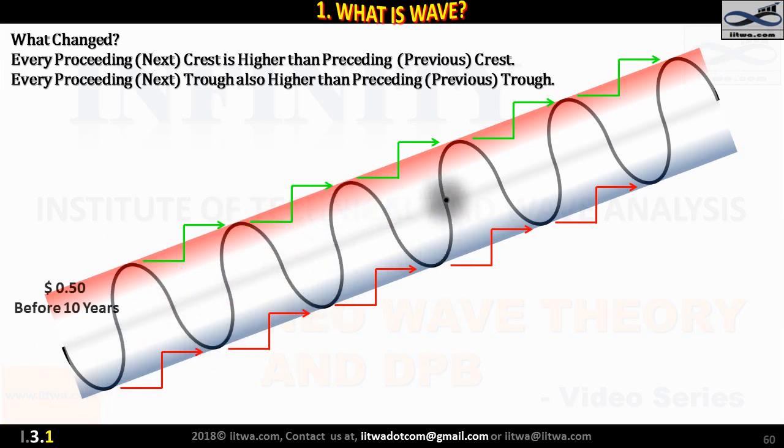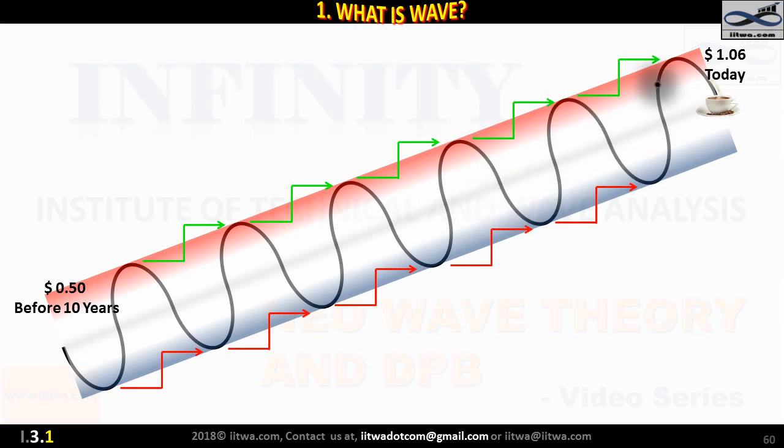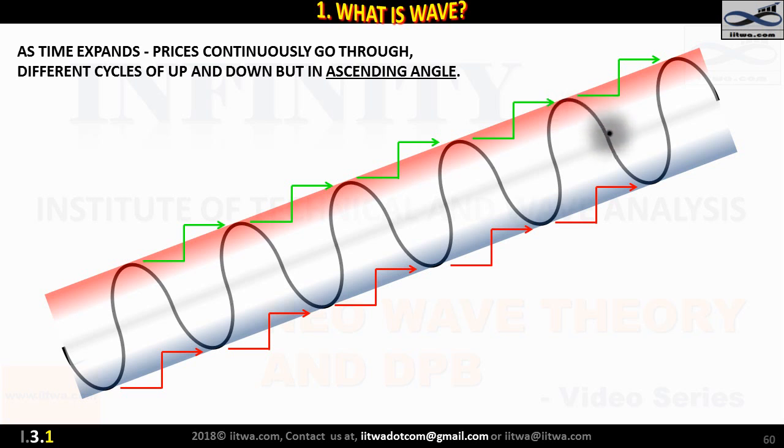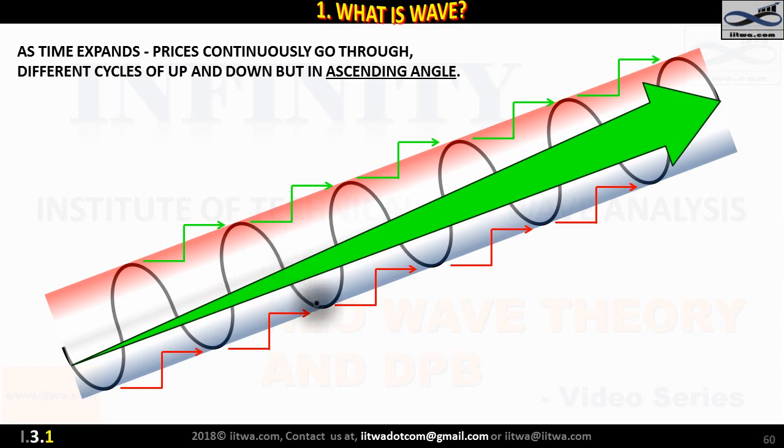Take an example of a coffee cup cost, which is not the same as what you paid 10 years ago. For sure, the cost increased 2 or 4 folds. Don't you think? The object, that is a cup of coffee, is the same, but during the last 10 years, prices went through some crests and troughs, but today it is higher than the price 10 years before. Yes, it is. Now we are a little clearer that, as time expands, prices continuously go through different cycles of up and down, but in an ascending angle.